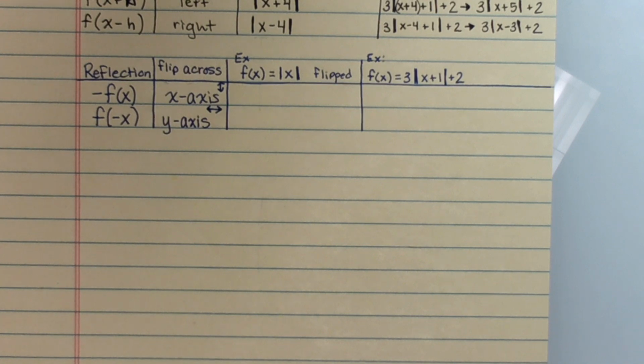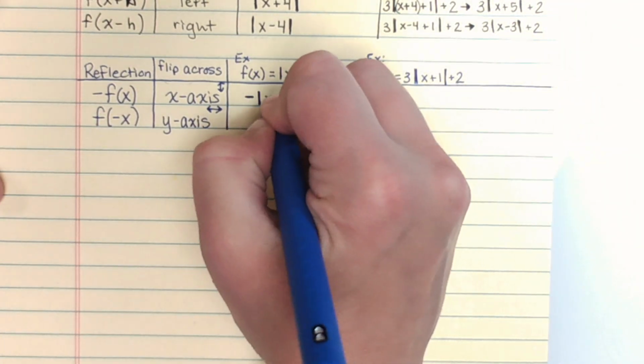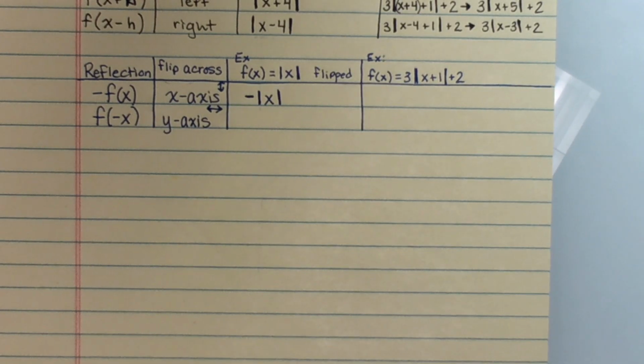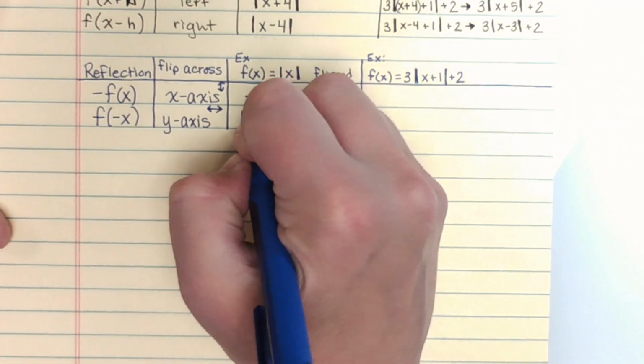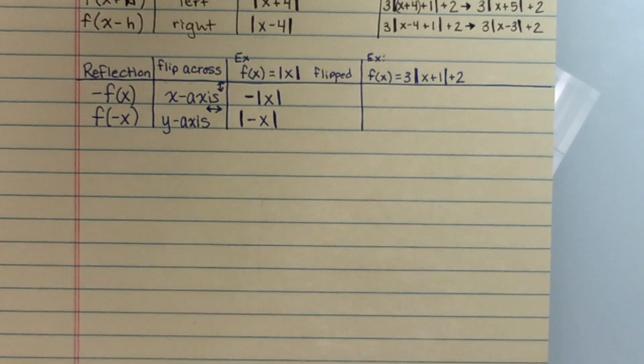I take a basic absolute value function. I put a negative in front of it. It looks like this. Ta-da. I know, it's a big change. I put a negative in front of the x. It looks like this. Another ta-da. Big change.